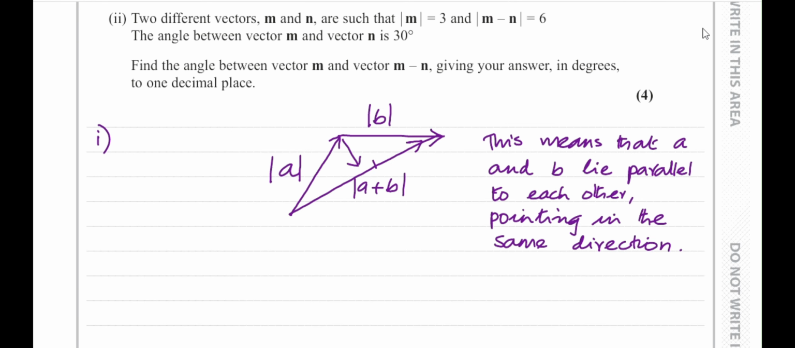Part 2. Two different vectors m and n are such that modulus of m equals 3 and modulus of m minus n equals 6. The angle between vector m and vector n is 30 degrees. Find the angle between vector m and vector m minus n, giving your answer in degrees to one decimal place. When we talk about vector m minus n, it actually means that the two vectors are pointing away from each other like this, one here and one in this direction.